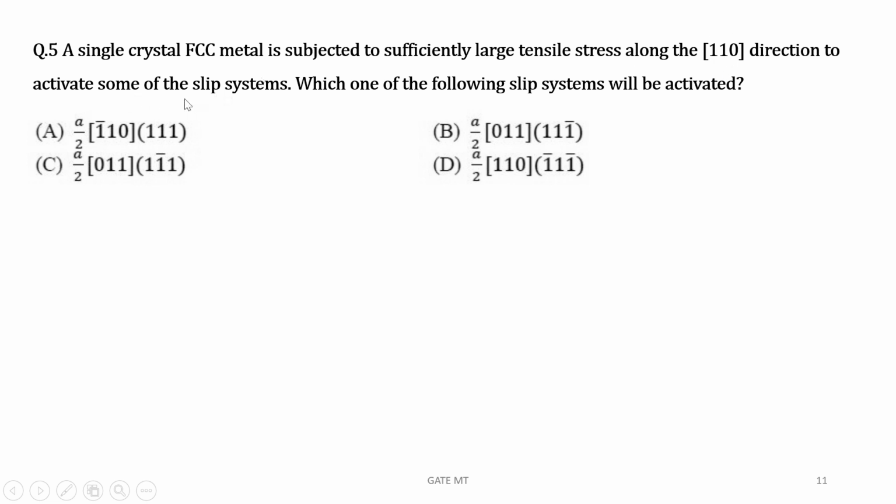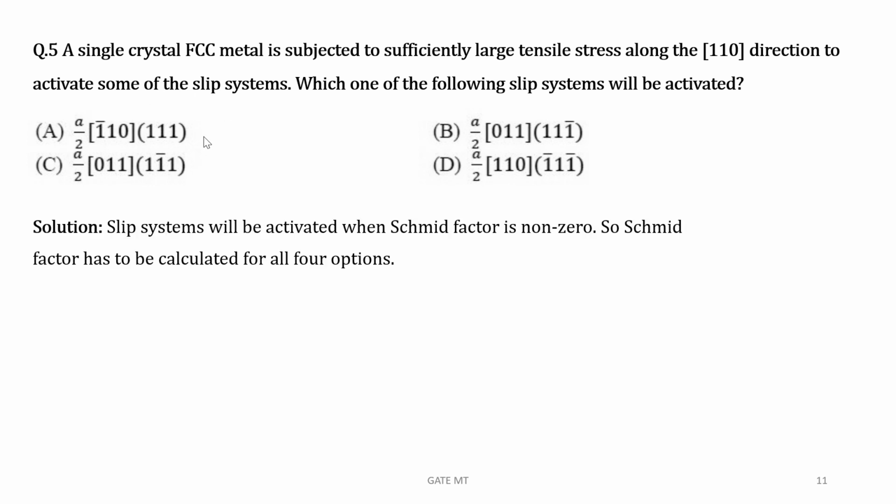to activate some of the slip systems. Which one of the following slip systems will be activated? So that is the question, and a set of four options are given to us. We know that a slip system will be a combination of a direction and a plane. So this direction and plane combination is given to us, and we have to find out what is the condition for activating systems. Slip systems will be activated when the Schmid factor is non-zero. Therefore, we have to calculate the Schmid factor for all these four options.